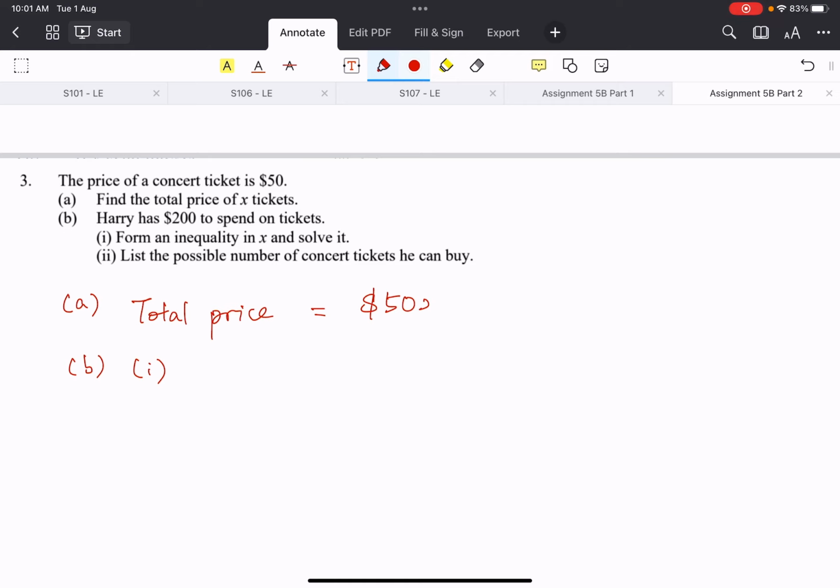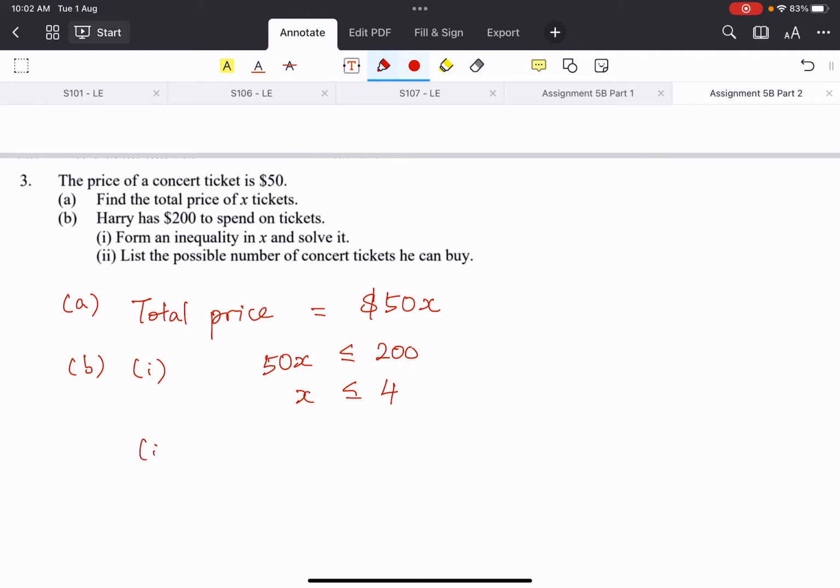Wait a minute, let me write this down properly. So 50x. What it means is that the amount of money he spends cannot be more than 200. So it's less than or equal to 200, which means 50x is less than or equal to 200. What that results in is that x is less than or equal to 4. So we solve it.